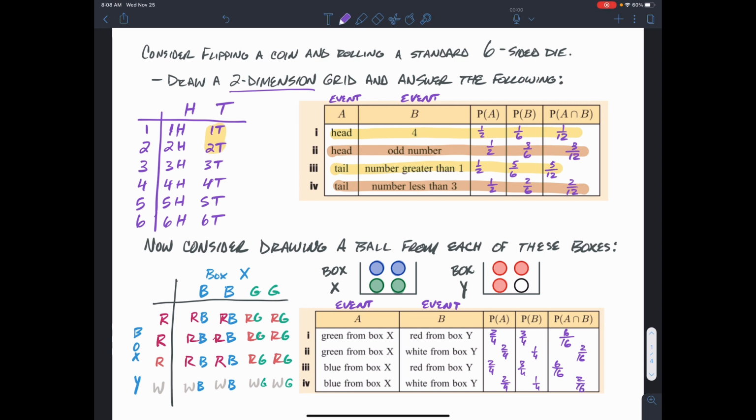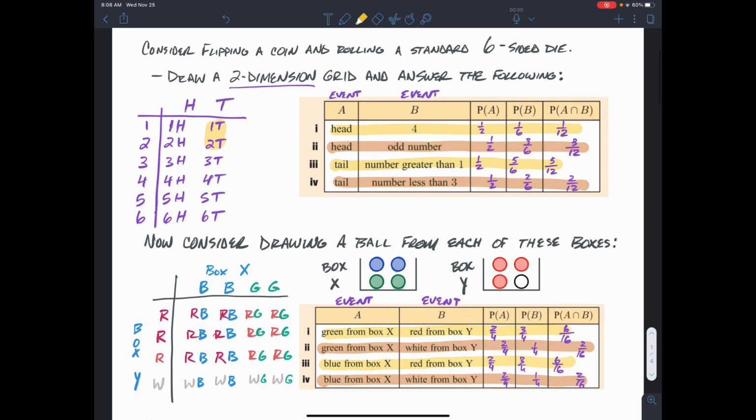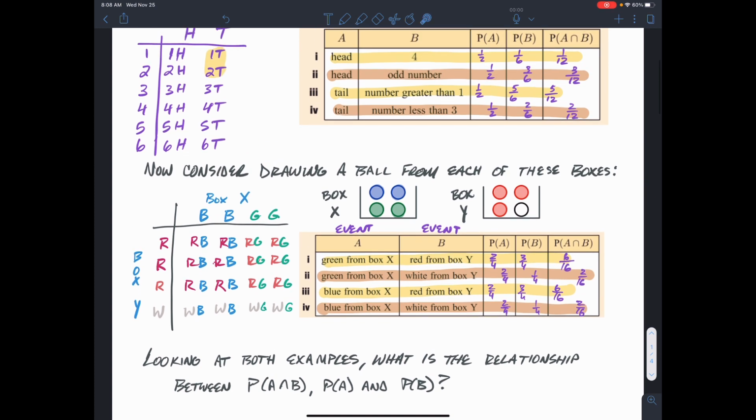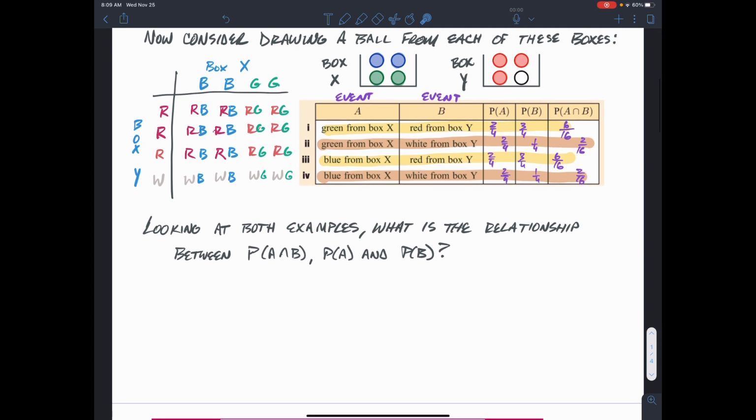So you may have already noticed that we have a little bit of a pattern as we look across each of these things. Probably, being the astute student that you are, you recognized it from the first example even. And that relationship, that pattern that we are seeing, is that this is a product of these two things. Every one of these, the intersection, is a product of the two individual probabilities. So my question was, looking at all the examples, what's the relationship between these? And that is that P of A and B is equal to the probability of event A times the probability of event B. And remember, this is the intersection.